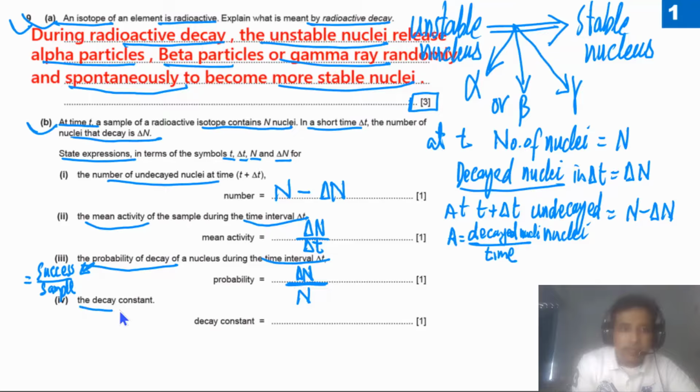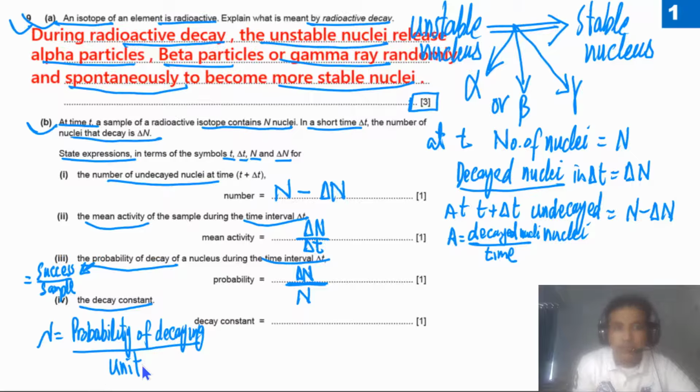Next one is decay constant. Decay constant, we use the symbol lambda. This is the probability of decaying per unit time. So this is the probability of decaying of a particular nucleus per unit time, or in any given time, per unit time.